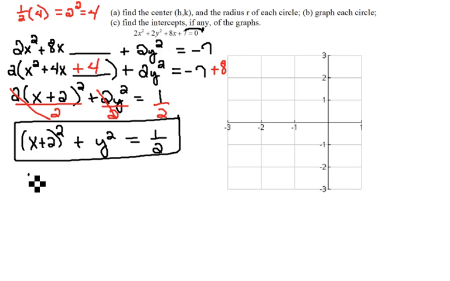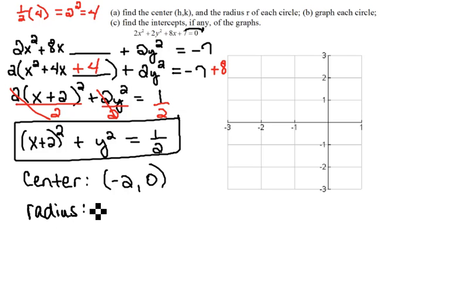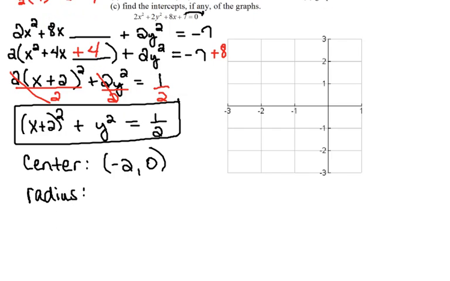Now from that we can read our center, which would be x minus a -2, and then there's nothing being subtracted from the y, so that would be a 0. Our radius would have to be the square root of 1/2.